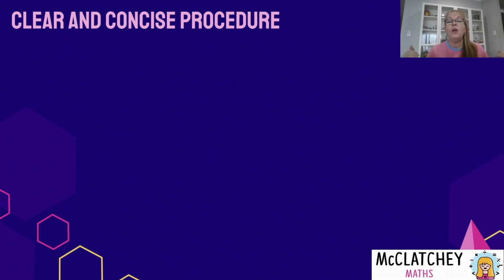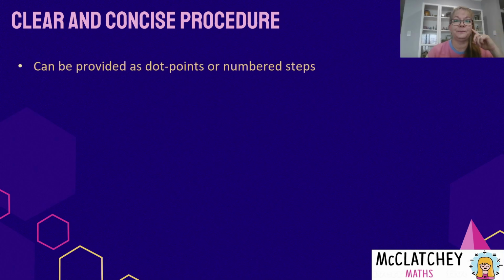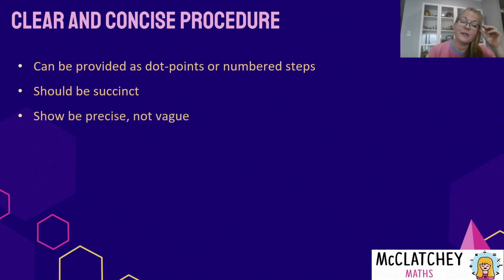of your assignment. One of the common mistakes I see students make is that they will write that procedure at the very beginning and forget to update it. So then they'll have missed key important aspects of the task, and then they won't hit that 3 to 4 range. This can be done as dot points and numbered steps. As I mentioned before, it should be concise or succinct. So it doesn't need to be super wordy, but it should be very clear and precise, not vague.